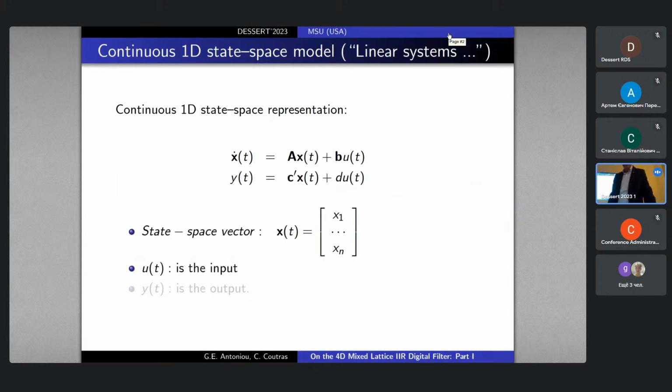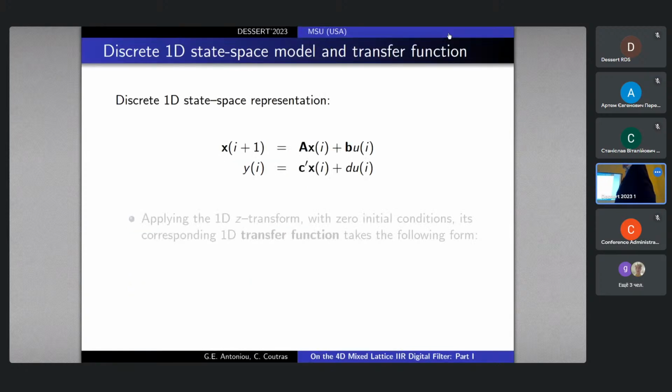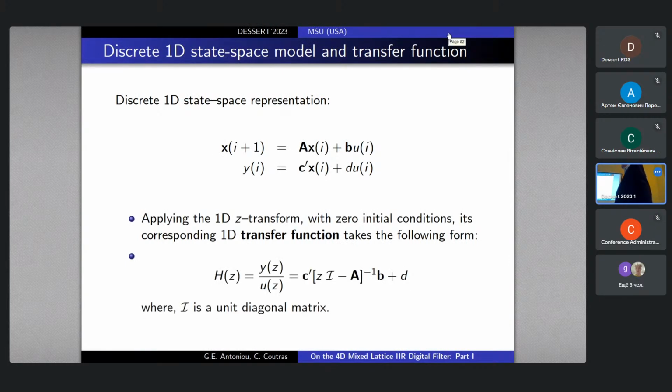So this is the analog, and this is the digital. Now, x(i+1) equals Ax(i) plus Bu(i), where u is the input and y is the output. We apply the Z transform, the conventional 1D, and we find, okay, the numerator and the denominator of the filter.